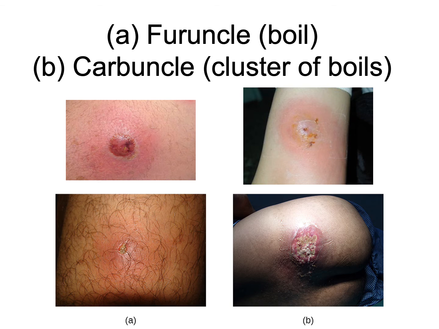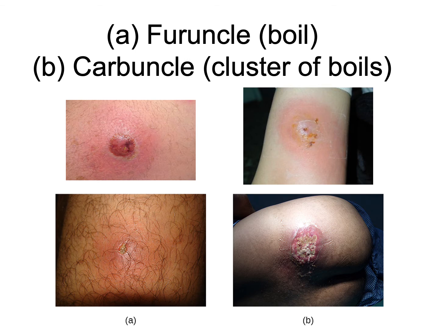These are images of furuncles or boils and carbuncles, which are clusters of boils. A furuncle is an abscess. It's often pus-filled. It can be an abscess of a follicle. It's surrounded by inflamed tissue. You can see that both of these look inflamed, both the furuncle and the carbuncle. The carbuncle is many furuncles, so it's more inflamed and a more serious infection.